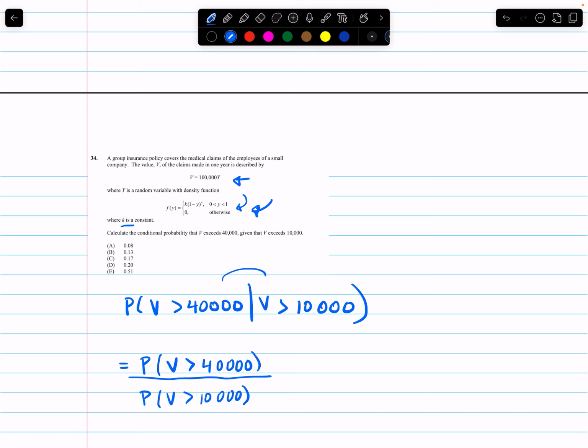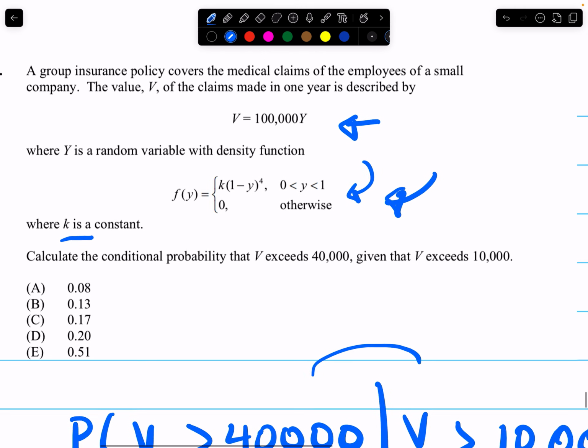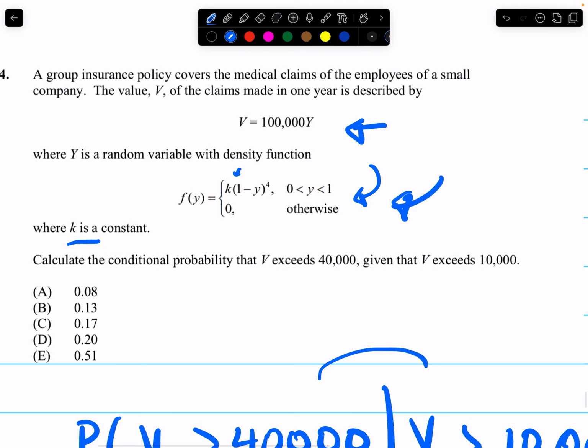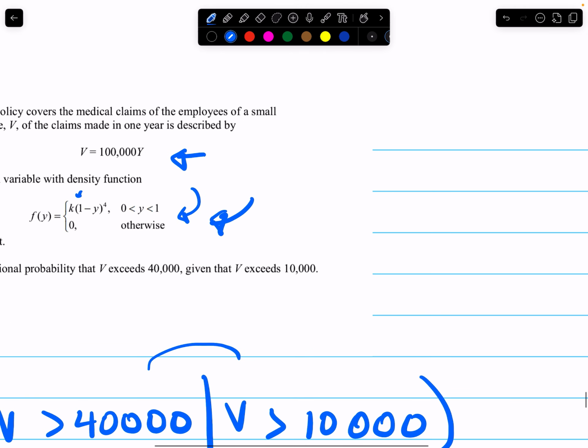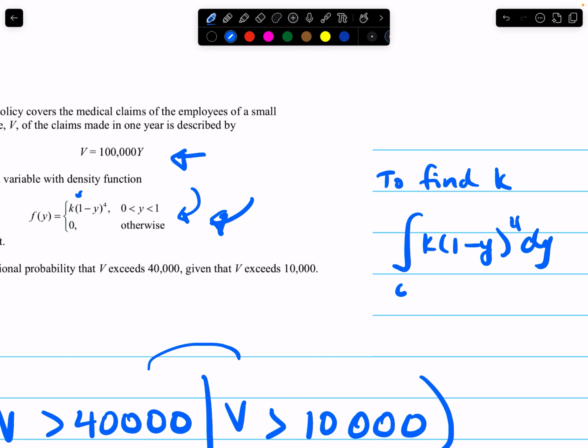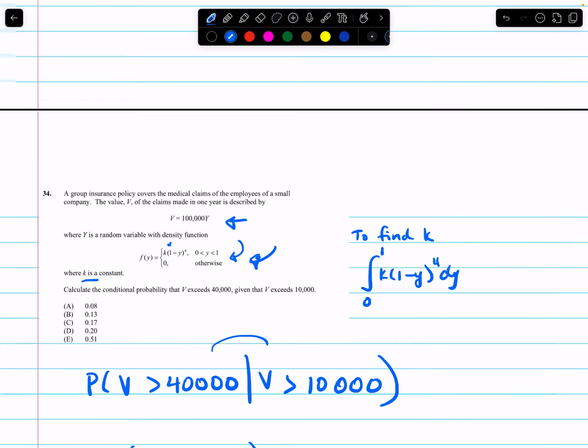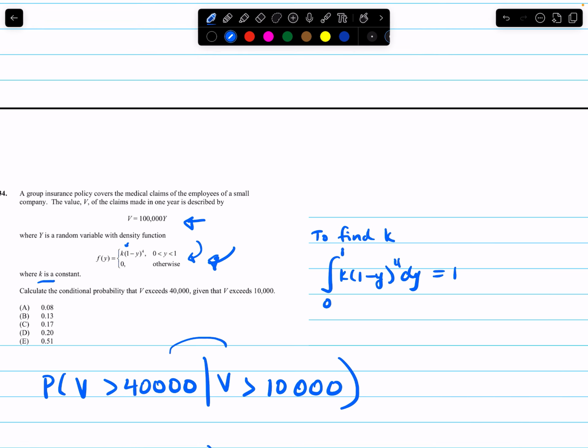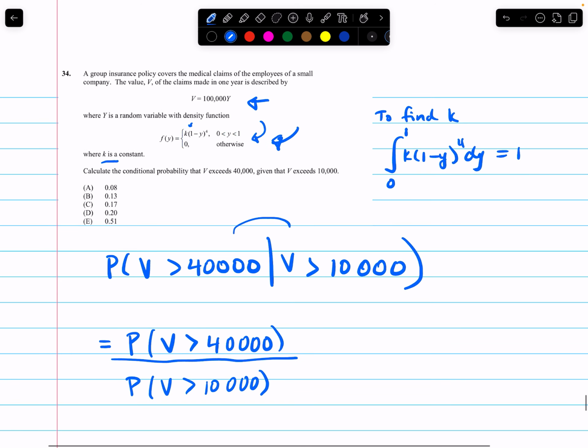It may be tempting to find K first, which normally if we want to find probabilities that involve Y, we would need to find K first. So let's say if we wanted to find K, we would take the integral of K times 1 minus Y to the 4th dy over the non-zero PDF and set that equal to 1 and solve. However, let's see if we actually need to solve for K.